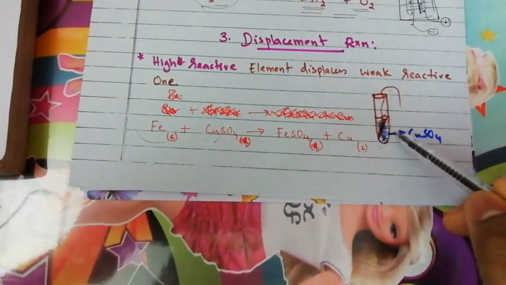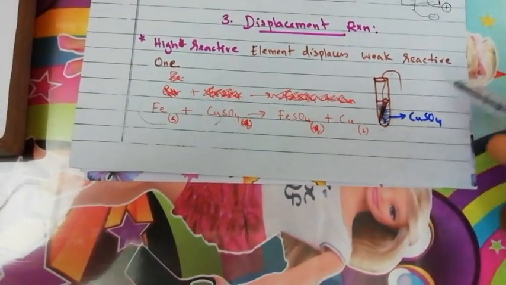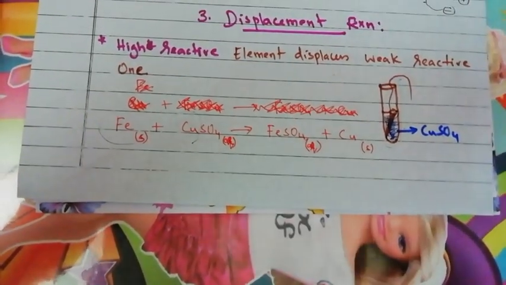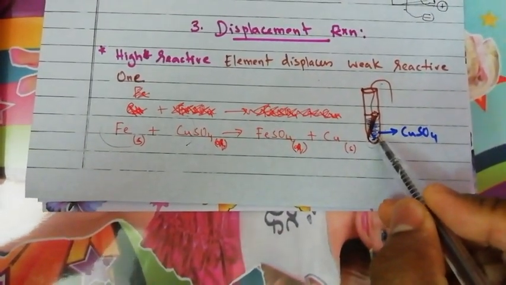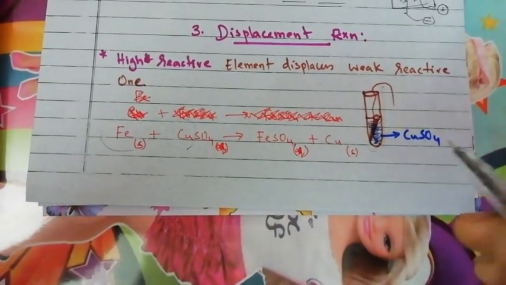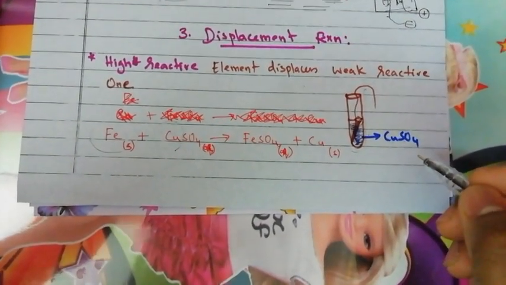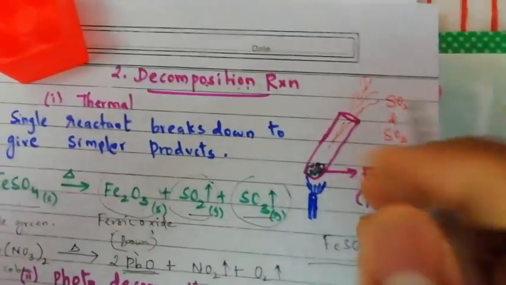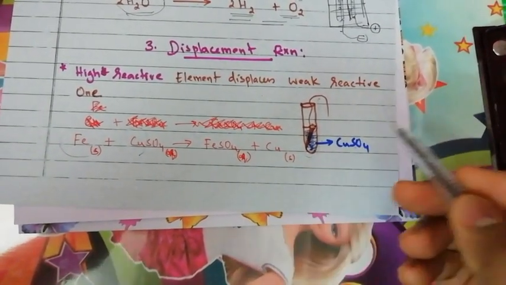So what happens after some time, you will see this iron nail is covered with a shining brown coating, and then the color of copper sulfate turns into a pale green color. Remember pale green color? Just now we talked about pale green color. What is actually the pale green color? Yes, ferrous sulfate. So what happens here? The blue copper sulfate turns into a pale green color.